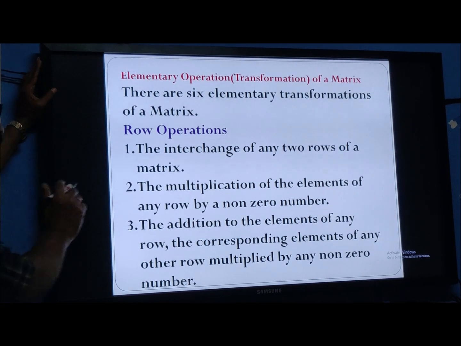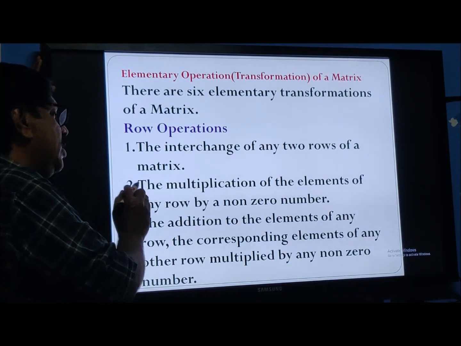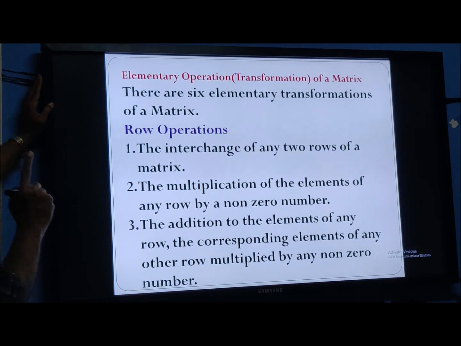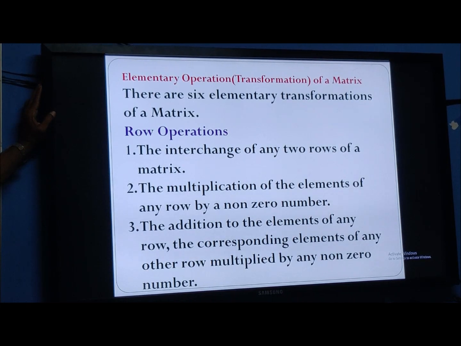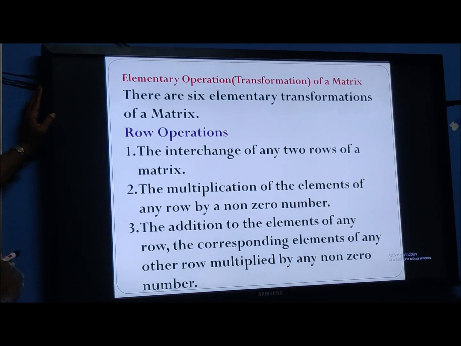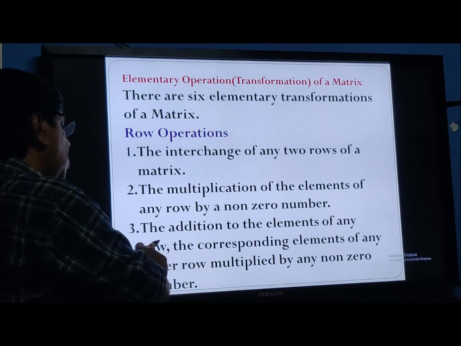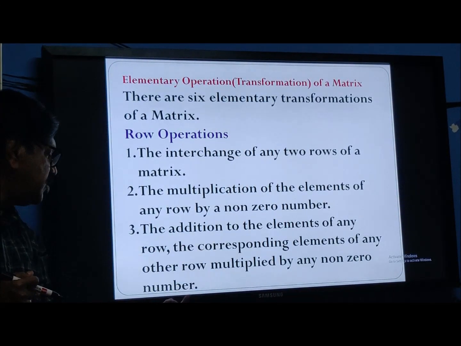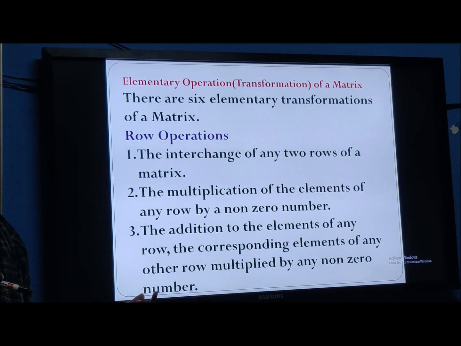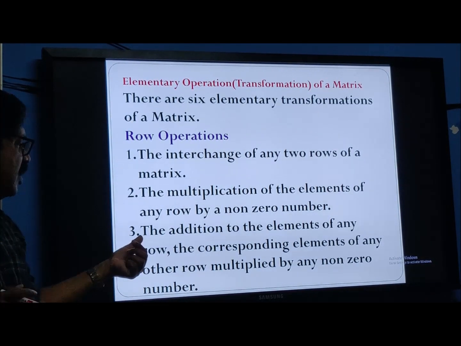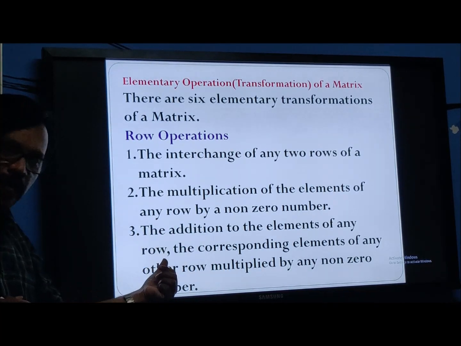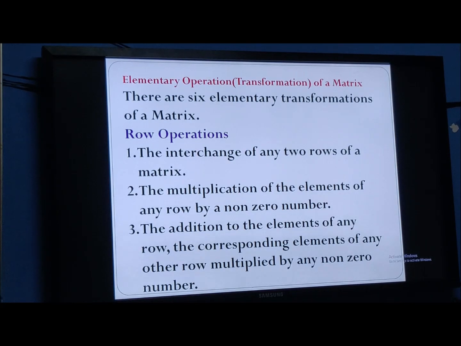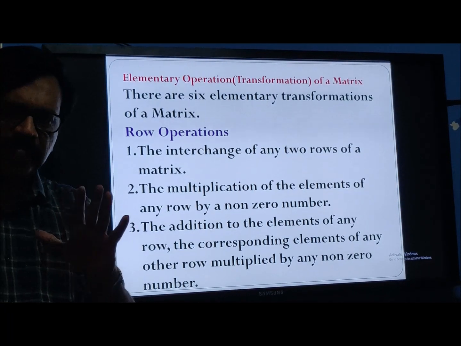Second one, the multiplication of the elements of any row by a non-zero number. The third one, the addition to the elements of any row, the corresponding elements of any other row multiplied by any non-zero number. The sentence is quite big for you, but it is not that much, it is simple.